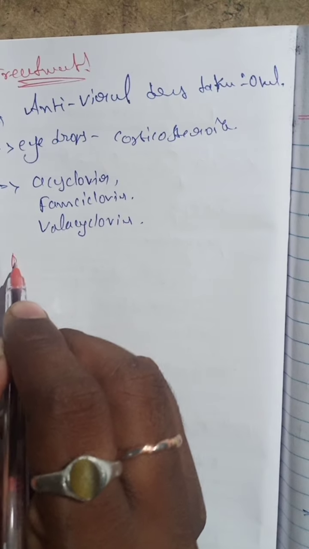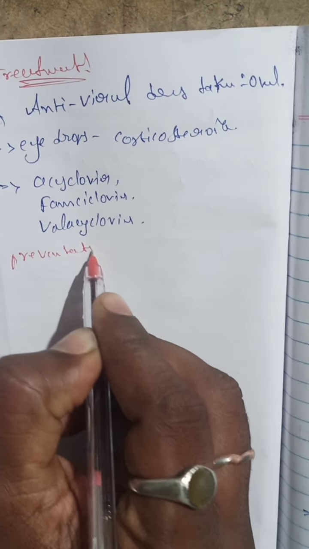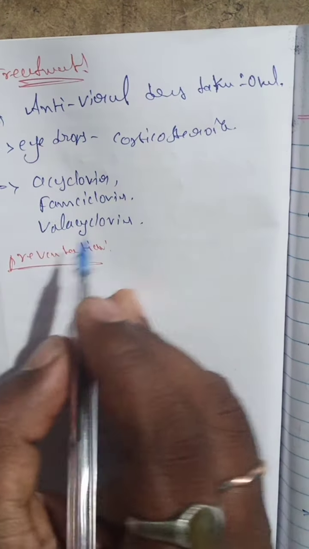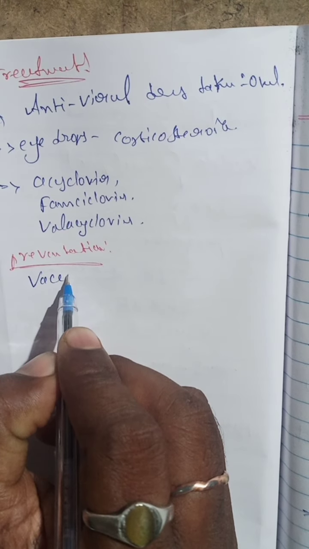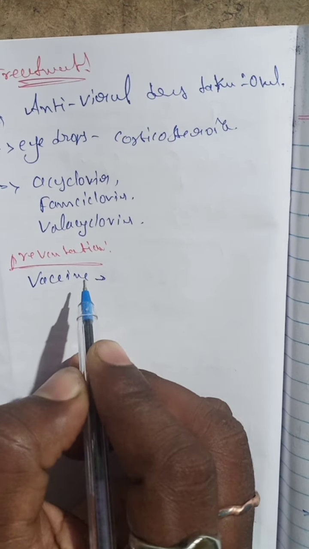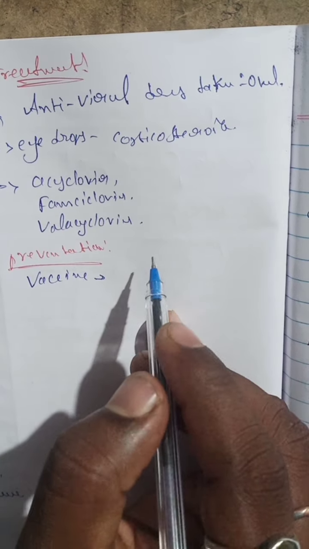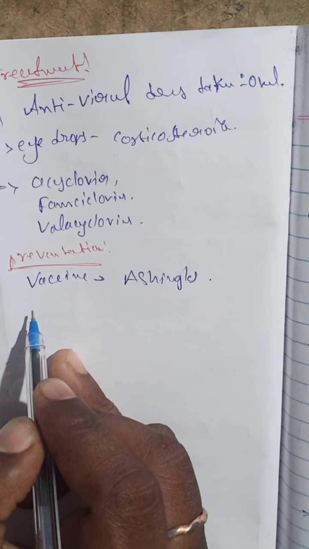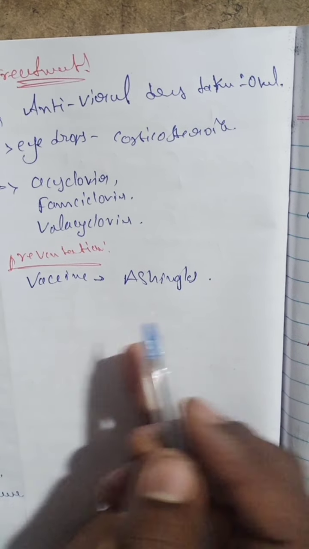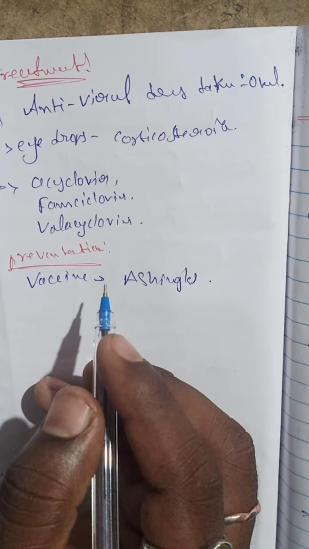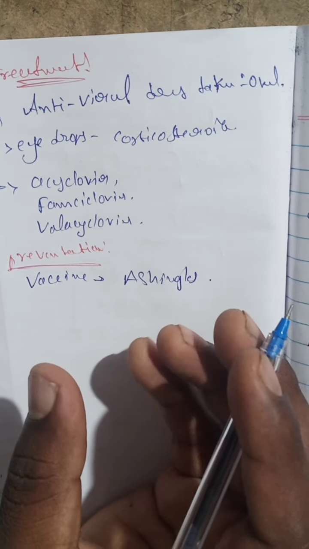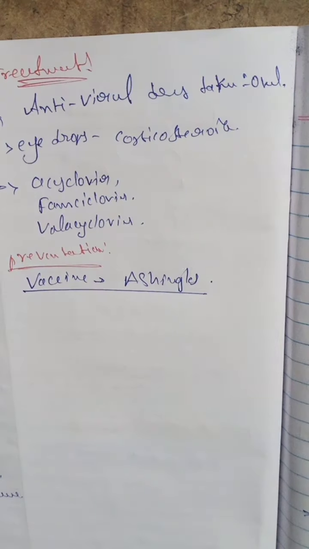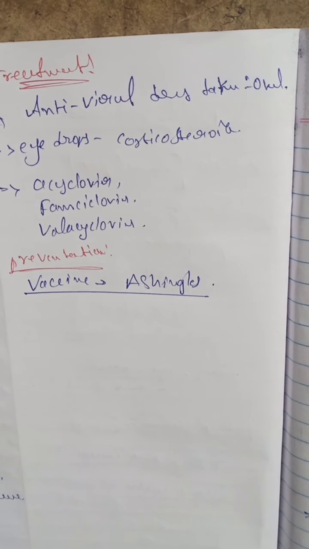Next, what is the prevention? The best prevention is the vaccine, recommended for healthy people aged 60 years and up. It is the shingles vaccine. The vaccine decreases the chance of getting shingles by half. People who are vaccinated develop a less severe illness than people who are not vaccinated. So this vaccine controls and prevents this disease.